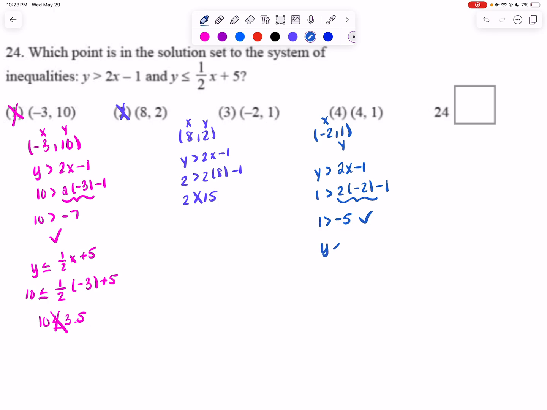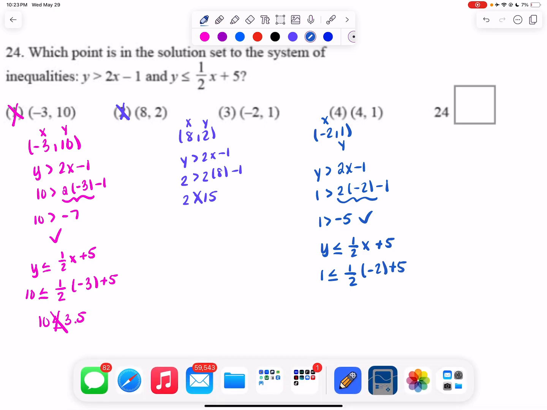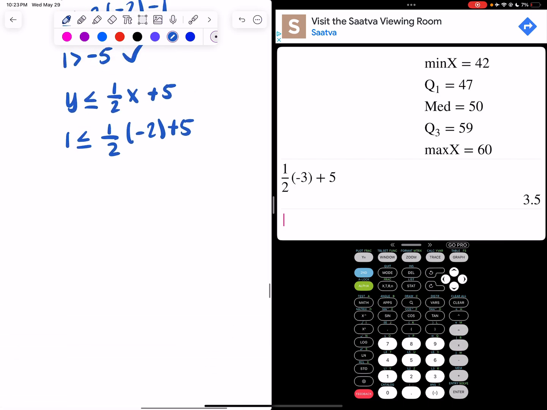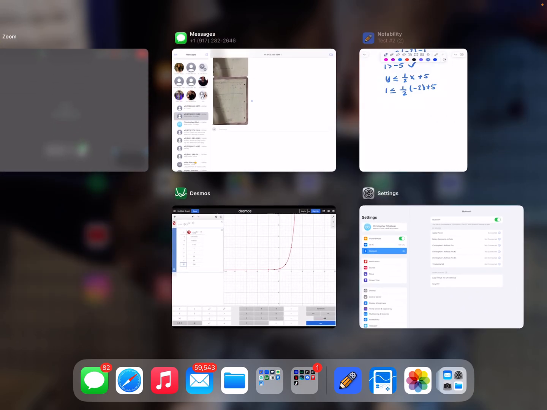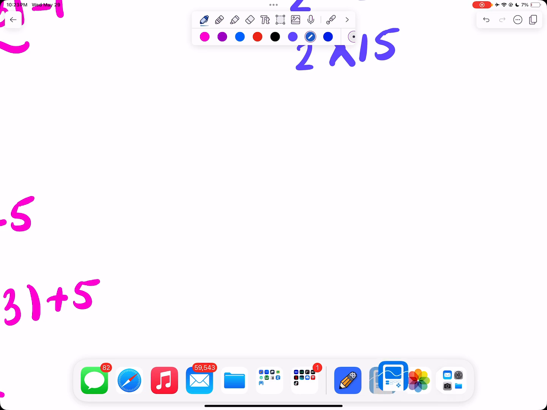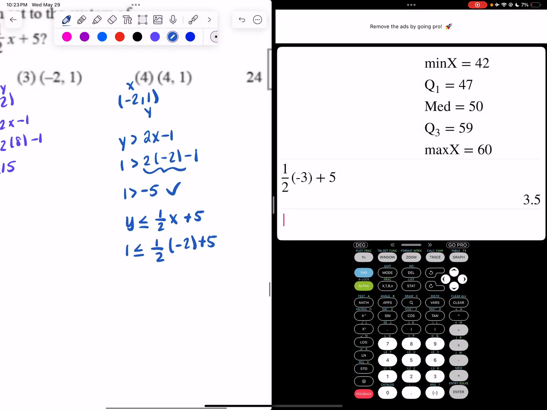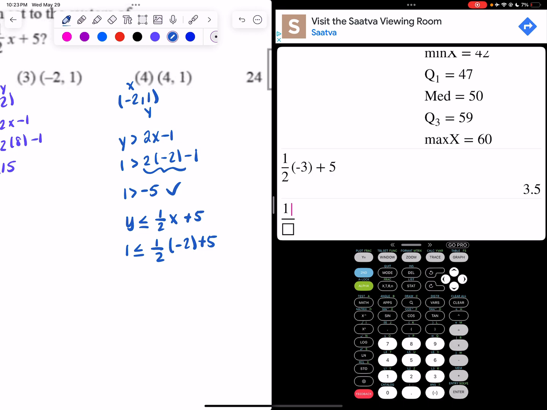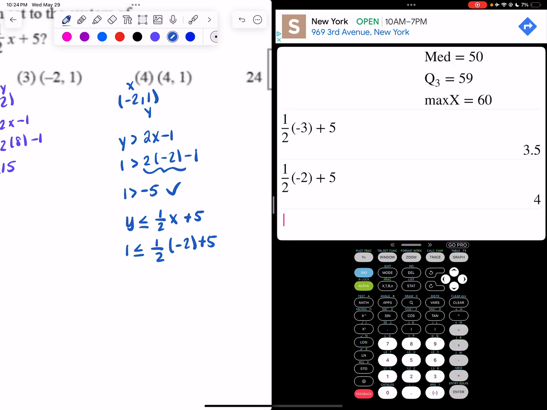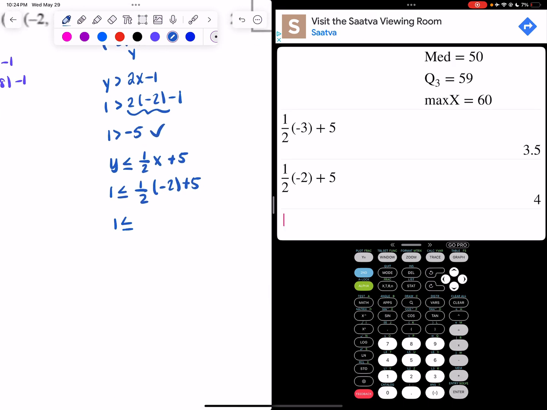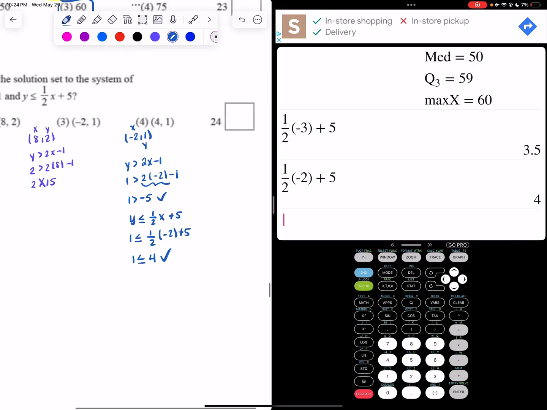Now I'm going to plug it into my second inequality. So I'm going to plug in 1 for y, negative 2 for x. And again, I don't like dealing with those fractions, so I'm going to just type it in. So now I'm going to do alpha y equal enter 1/2 times negative 2 plus 5. And if I look, I get 4. And that's true. 1 is less than or equal to 4. So it's going to be choice number 3.